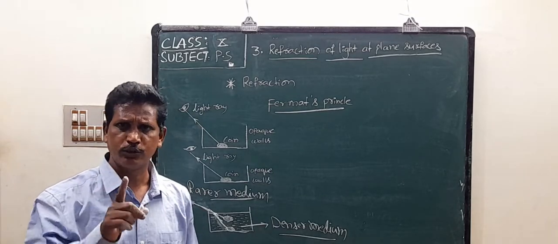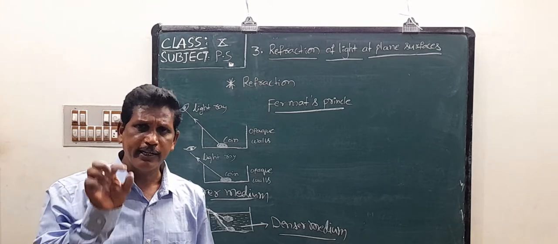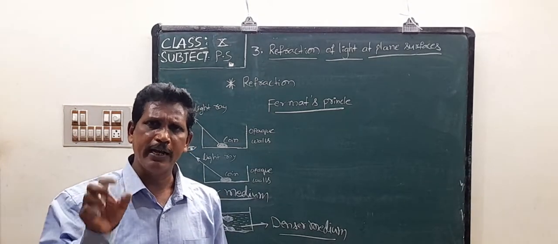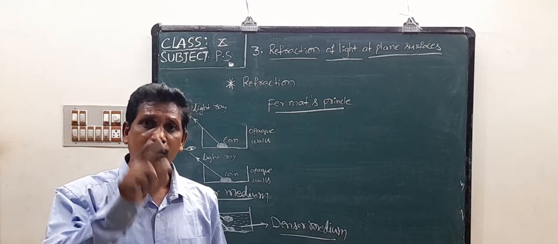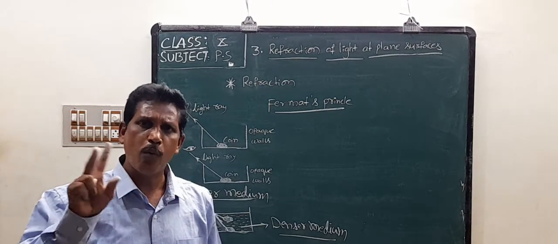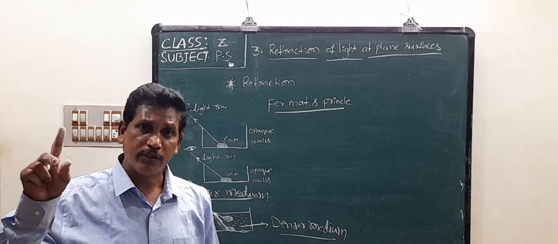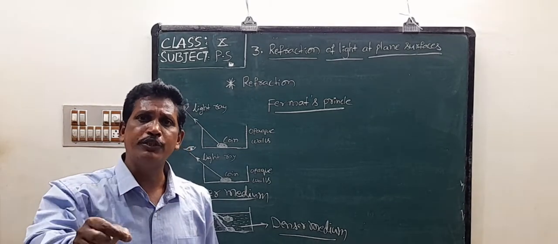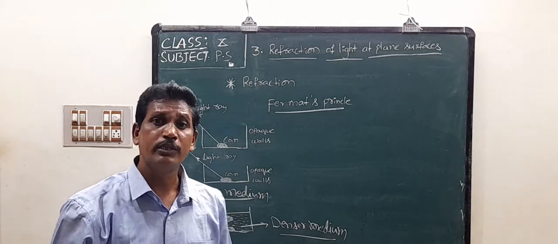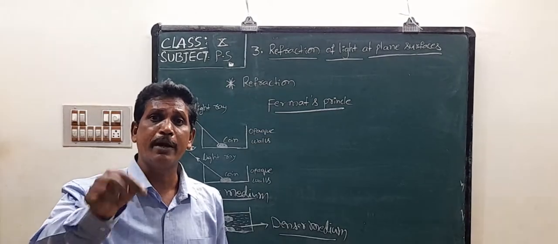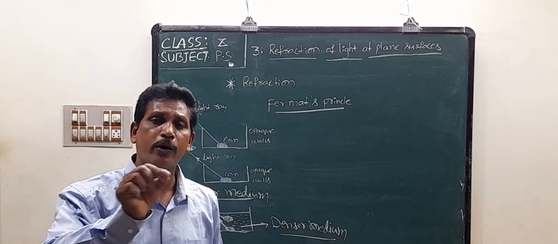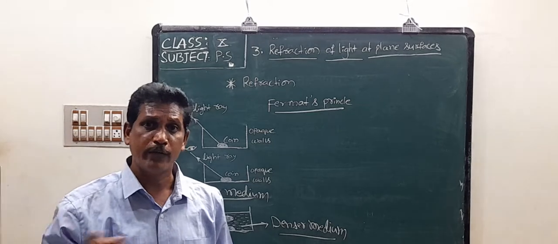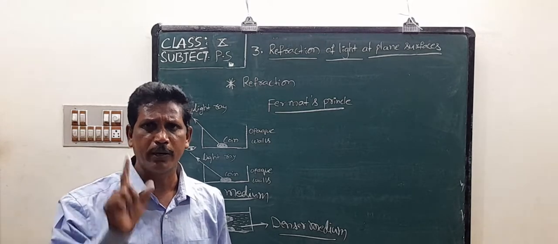Most important students, Fermat's principle. What is meant by Fermat's principle? Fermat's principle states that the light ray always travels between two points along the path which needs the shortest possible time to cover, or the shortest possible distance to cover. It is called Fermat's principle. Most important students.